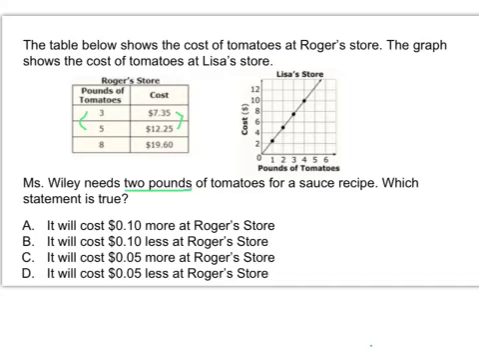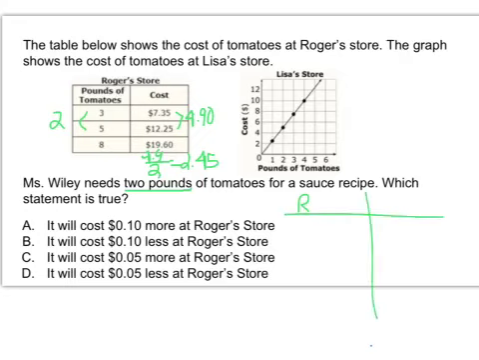So the difference in these y values, $12.25 minus $7.35 is $4.90, and the difference there is 2. So $4.90 divided by 2 is going to give me $2.45 per pound. So Roger's store, y equals $2.45 per pound.